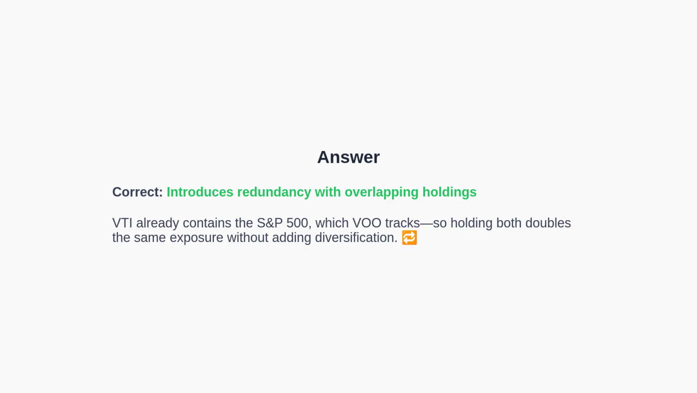The correct answer is that it introduces redundancy with overlapping holdings. VTI already includes the S&P 500 companies that VOO tracks, so owning both double counts the same exposure and does not add diversification.